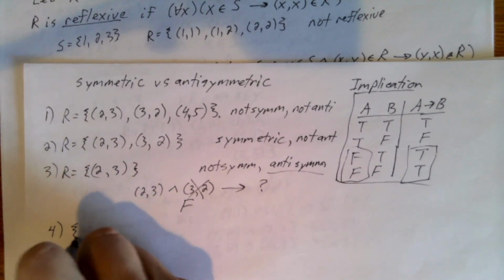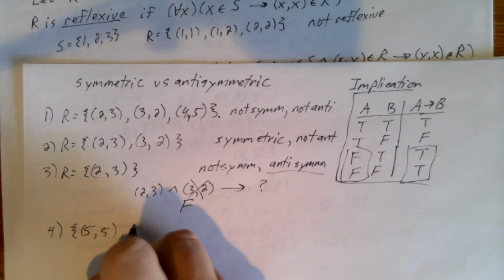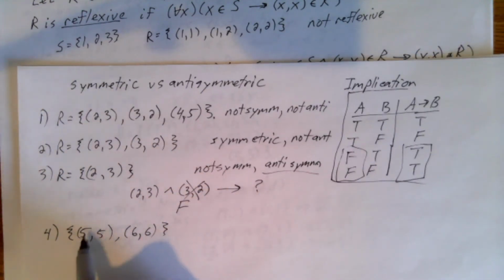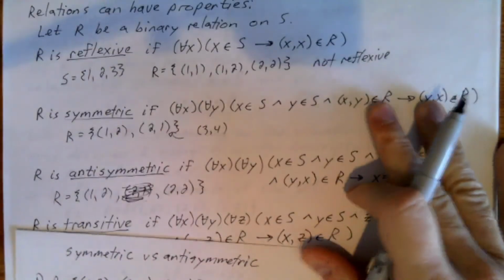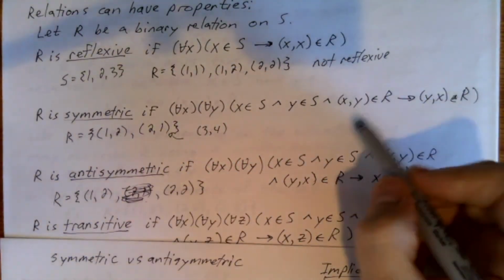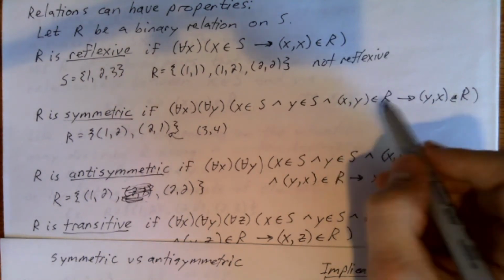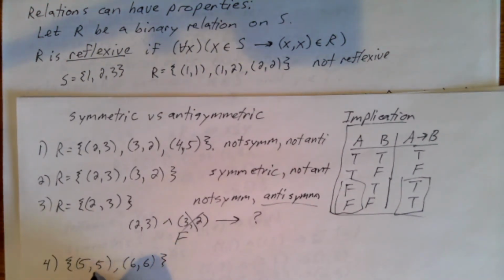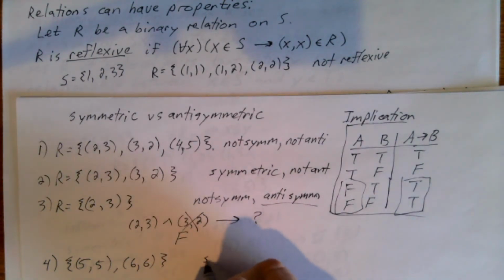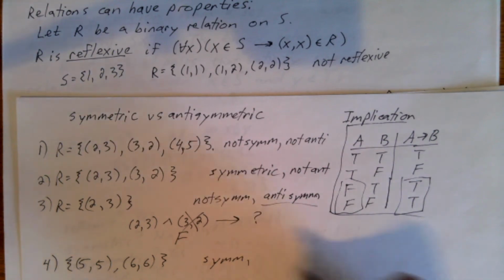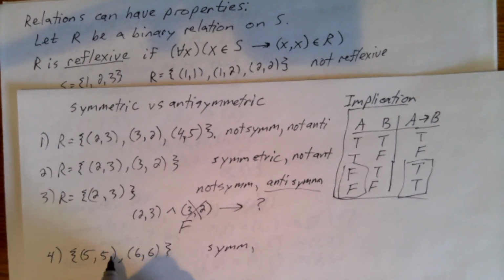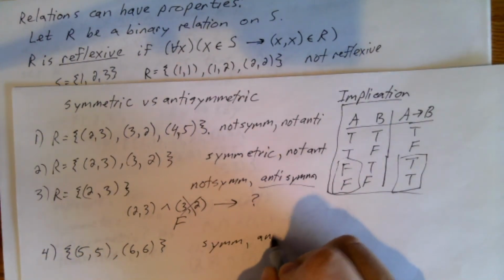Look at this one. We have 5, 5, and 6, 6. So, once again, if we're looking for symmetry, it says if we have x, y, then the reverse of those two things has to also be there. Well, if we use 5, 5, the reverse of that is also 5, 5, so that's fine. 6, 6, the reverse of that is 6, 6, so this is symmetric. What about anti-symmetric? Well, it turns out that when we have the reverse, it's only because they're equal, so this is also anti-symmetric.